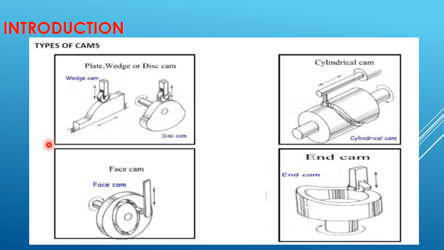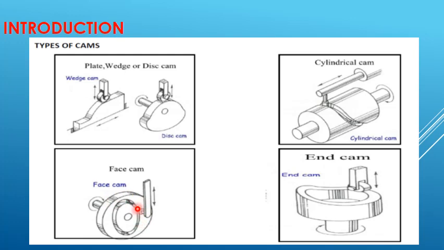A face cam, as you can see, is something like a cylinder, and on the face of the cylinder you have a cut in the shape of a cam. When the cylinder is rotating, the follower is going to go up and down depending on the shape of the cam. Now we have a cylindrical cam, which gives a reciprocating action of the follower. Here the follower is not going to go up and down, but forward and backwards.